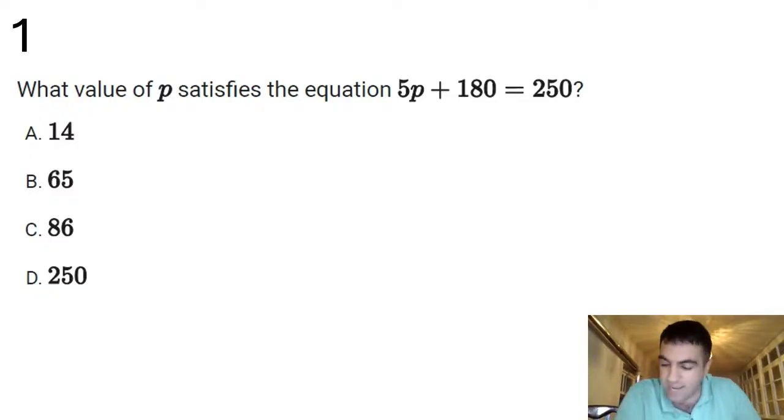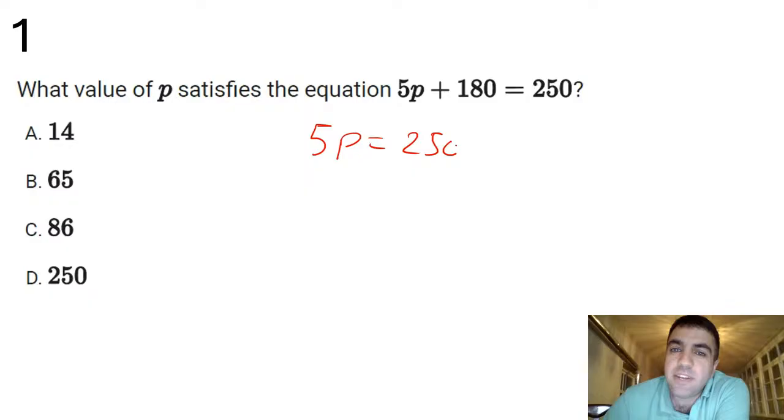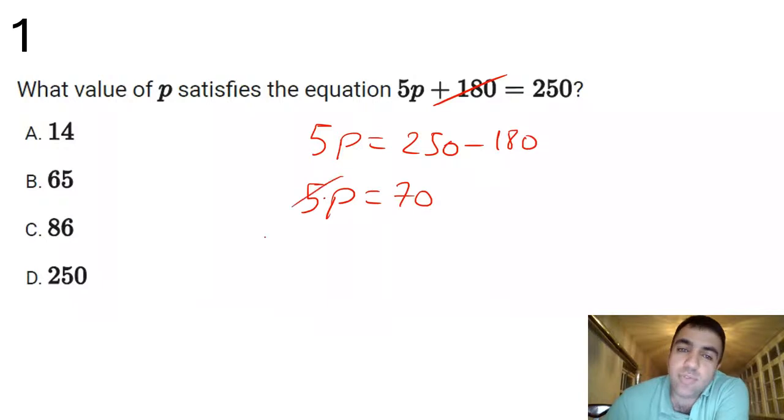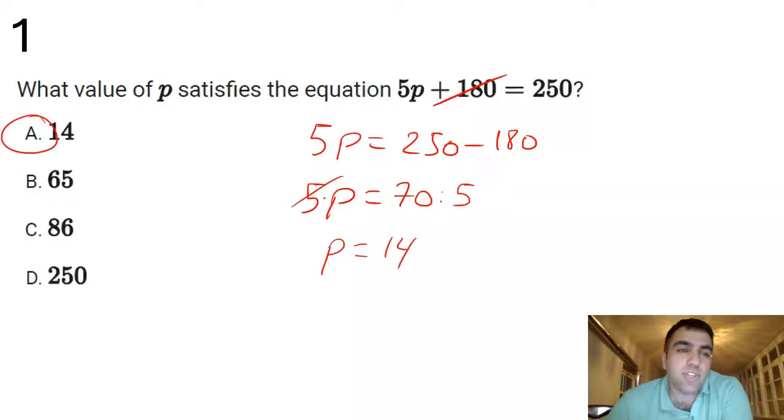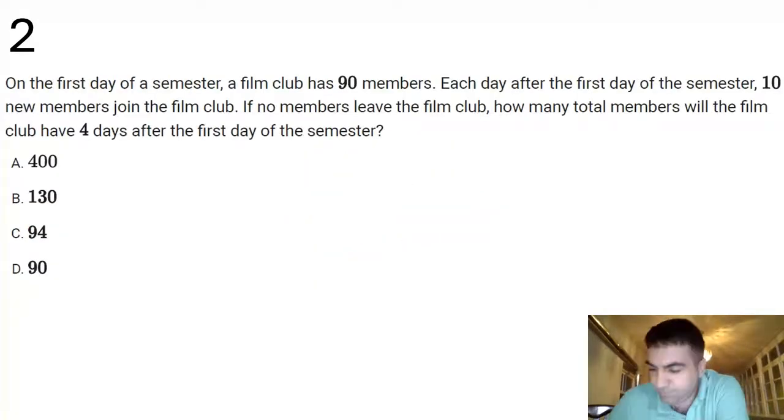Okay, the first one is A. Let me solve this equation. This is a simple question actually. 5p is equal to 250 minus 180. If it is plus in the left side, it should be minus in the right side. 5p is equal to 70, and if it is multiplied in the left side, we should divide it in the right side. And p is equal to 14. The answer is A. The second question.